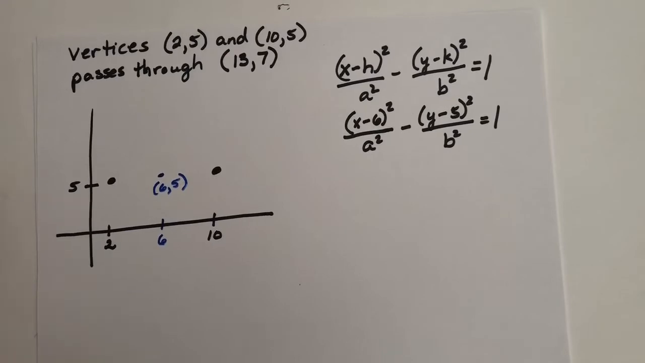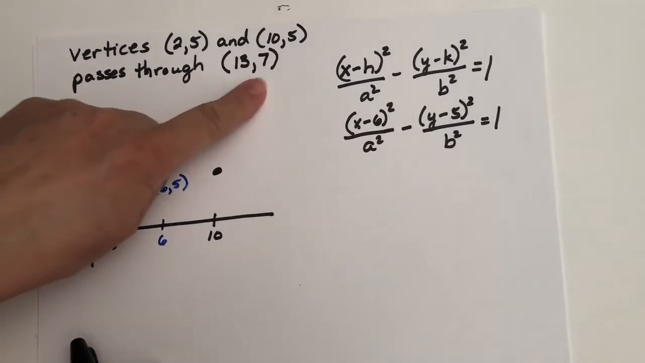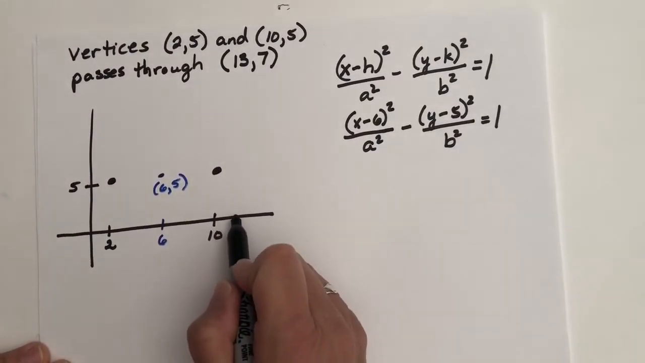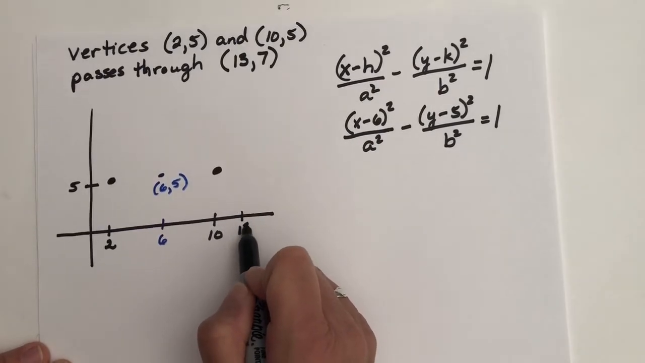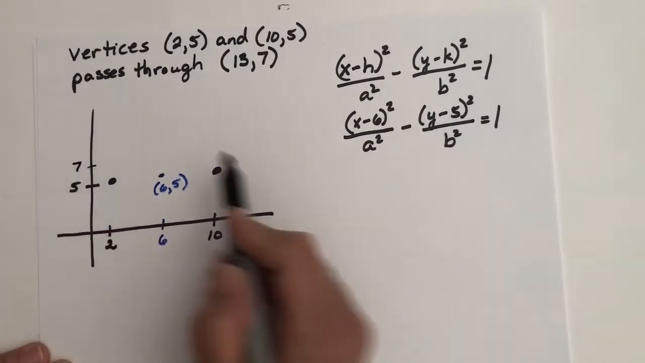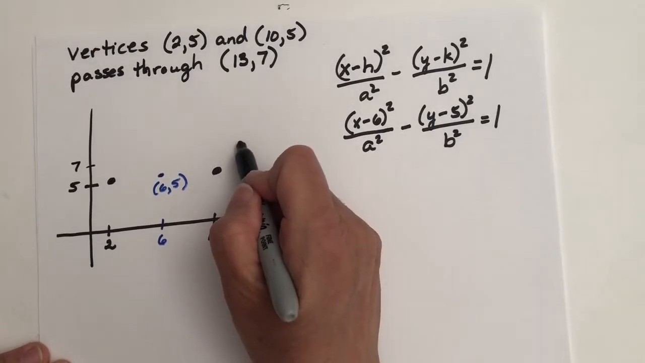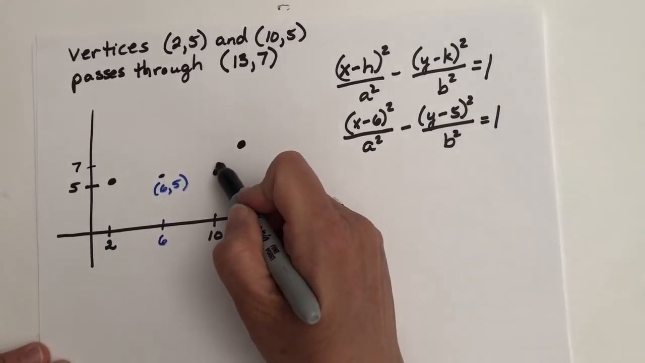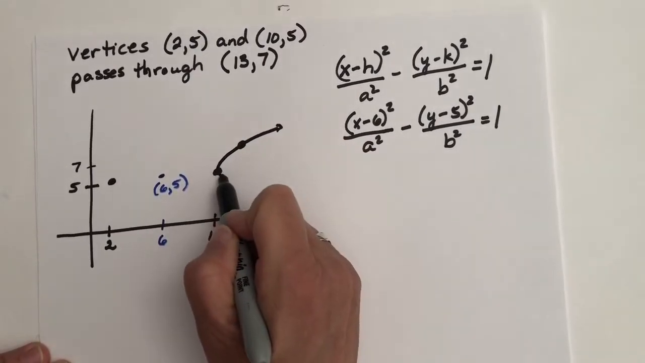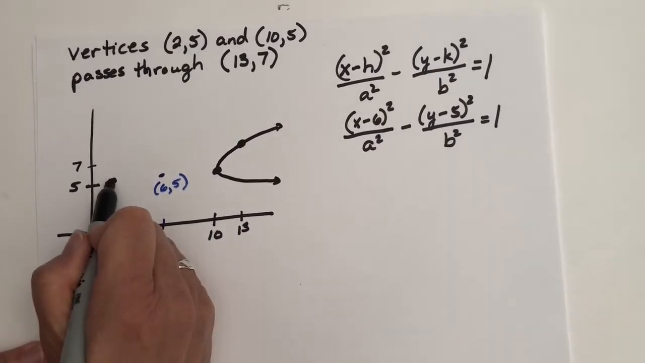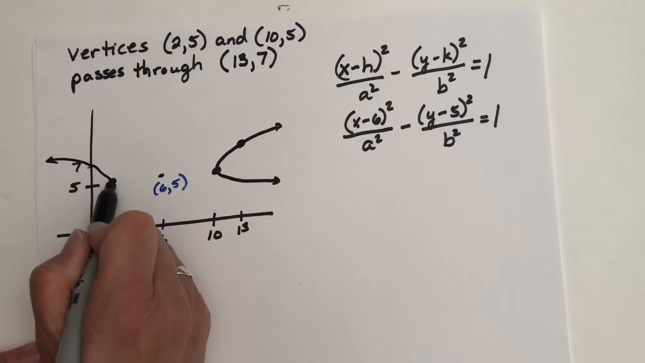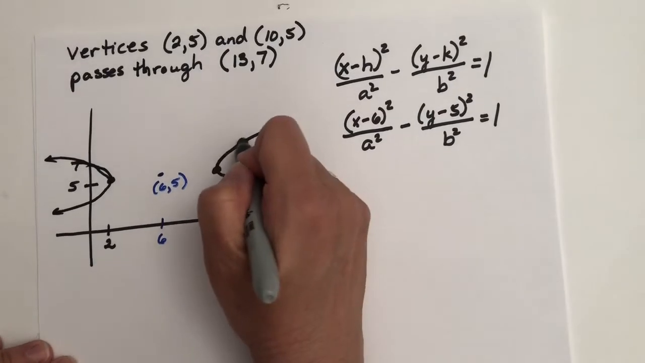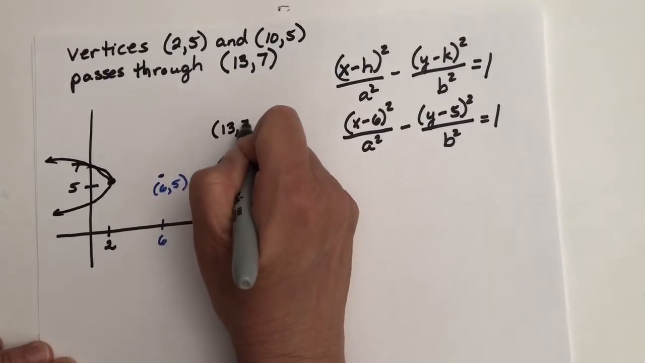Now we haven't used the fact that the graph passes through the point 13, 7. Let me just draw what that means. Let's see, 13, we'll say that's about right here. 7 is about right here maybe. So it's just saying that we know the graph will pass through that point. So maybe the hyperbola looks like this. And it would have the same shape over here. Oh, a little too pointy there. We know that the hyperbola is a smooth curve. And it passes through this point 13, 7.